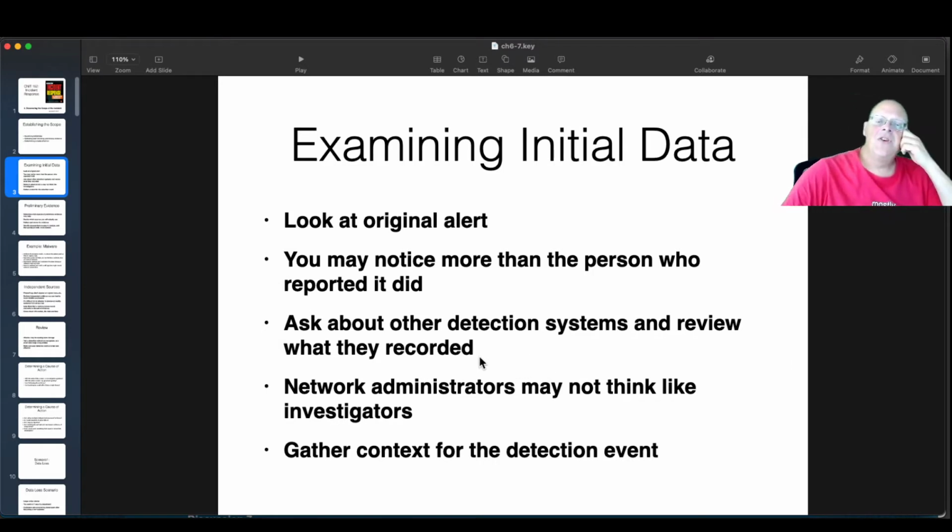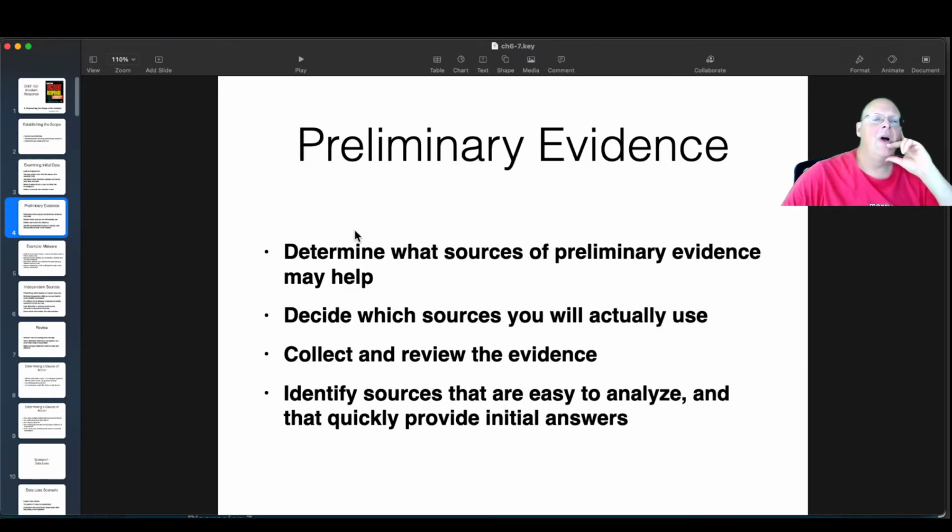Then look at other systems to see what they found and see if you can figure out more about what's going on. So figure out what sources are available, and the point is you have to find sources that are easy to analyze, not just an entire RAM capture from some device that will give you 1,000 running processes and you don't have any clue which one to look at. Something simple related to the alert that maybe will quickly give you some kind of clue what's going on here.